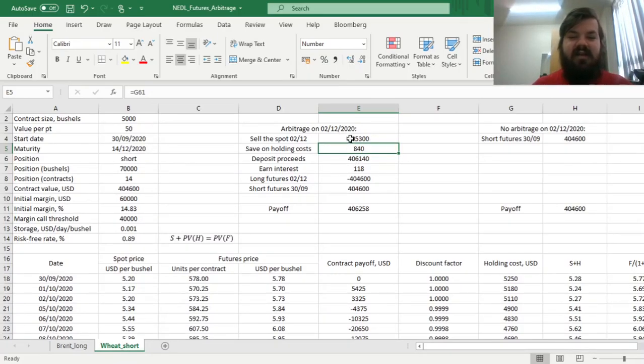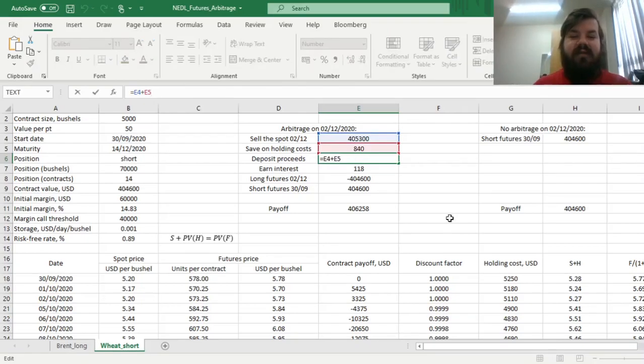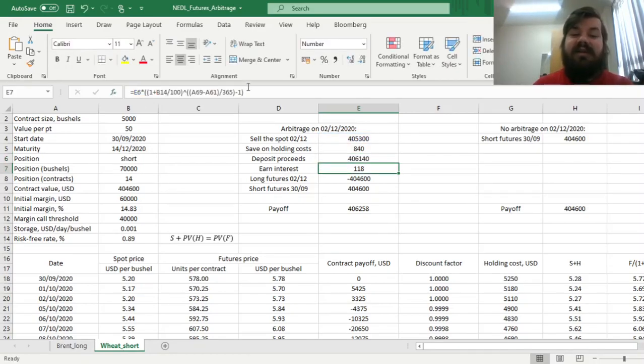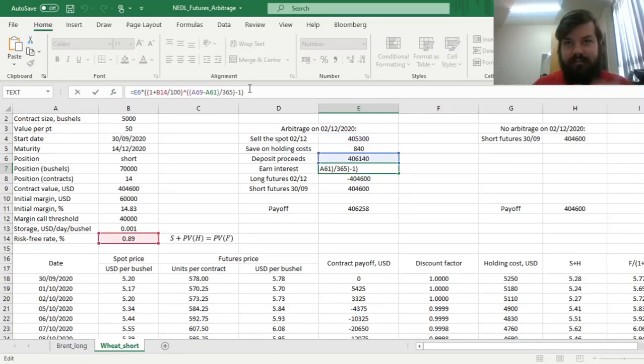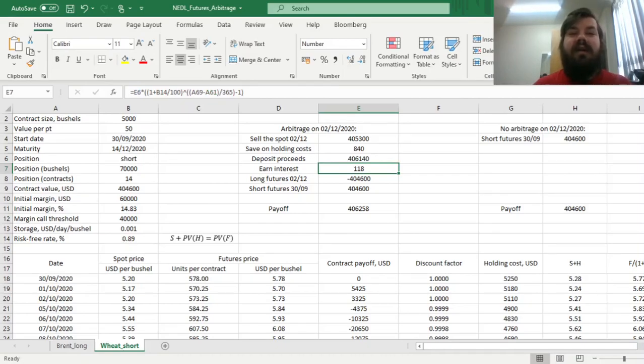And it means that we can deposit the proceeds from shorting the spot and saving on holding costs within the bank and earn the risk-free rate for our deposit period. And the deposit period is again quite short. It's just 12 calendar days, isn't it? From the 2nd of December 2020 until the 14th of December 2020, but still we make $118 of interest.